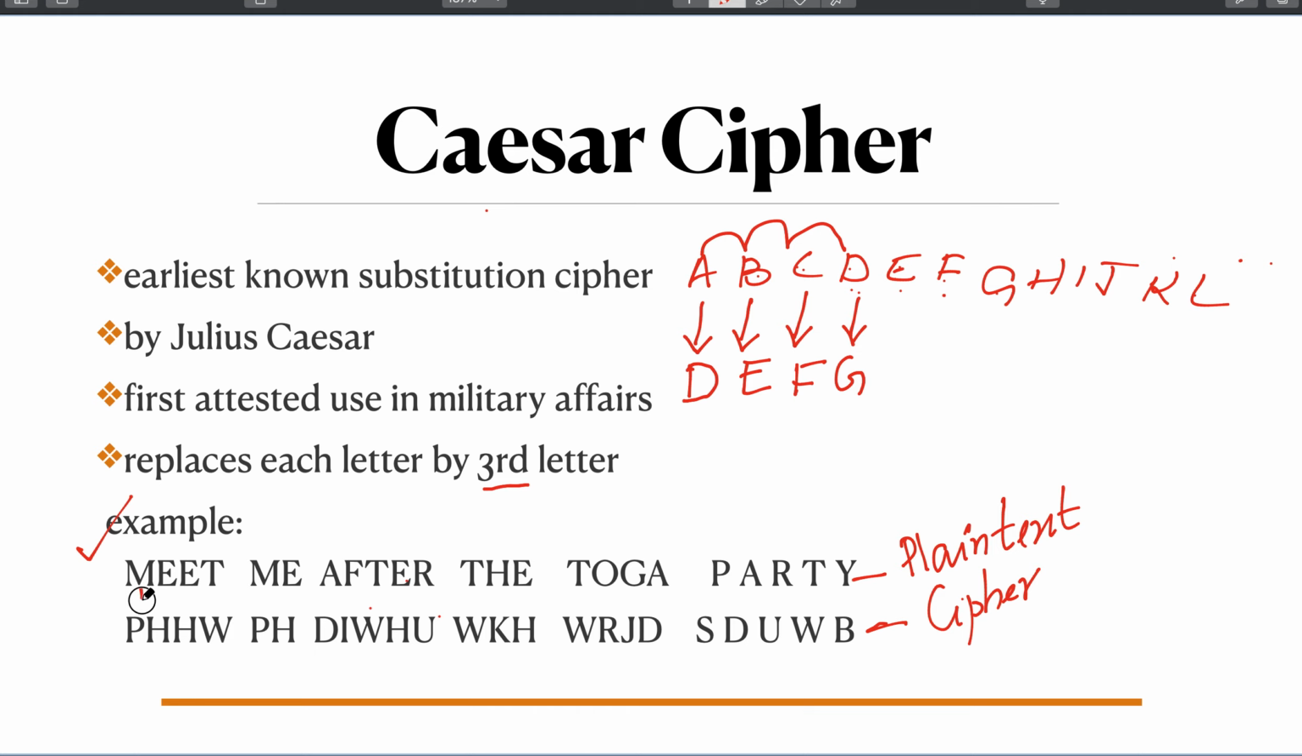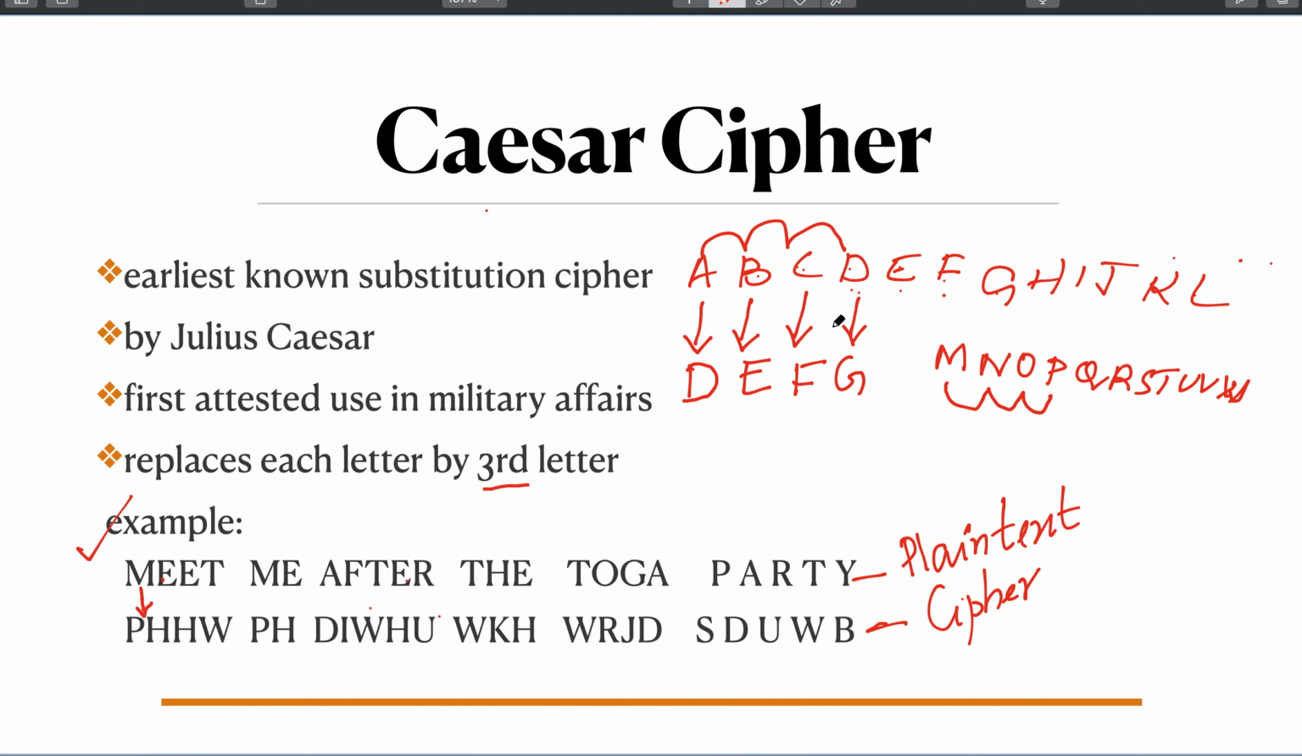M is replaced by the letter P. How did you get P for the plain text M? Because J, K, L, M, N, O, P, Q, R, S, T, U, V, W. This is the alphabetical sequence, right? For the letter M, the third letter that comes after M is P. That is why M is replaced with the ciphertext P.